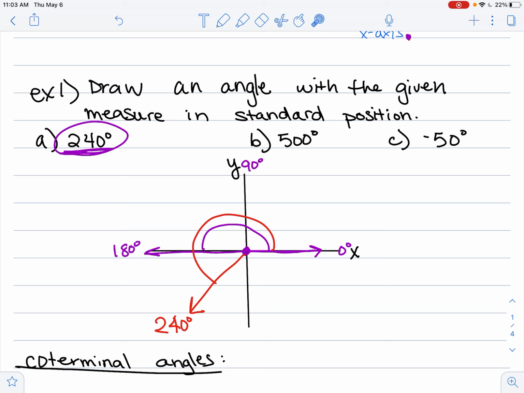And again, it starts with the vertex here. Here's our initial side, and then we're going all the way past 180 degrees back over here to 240 degrees. So that's in red for 240.